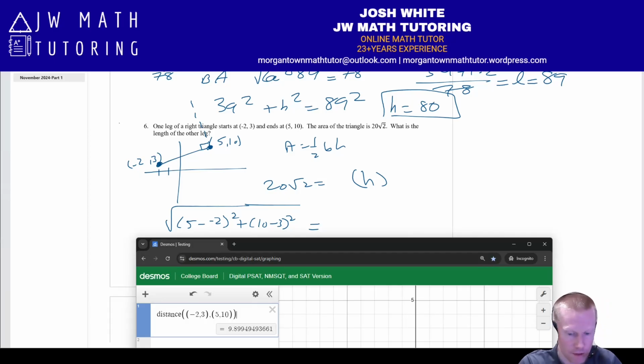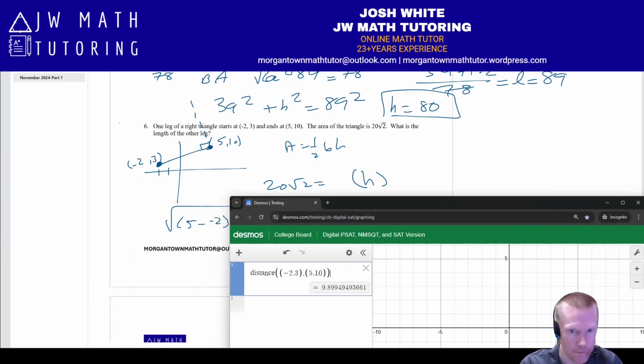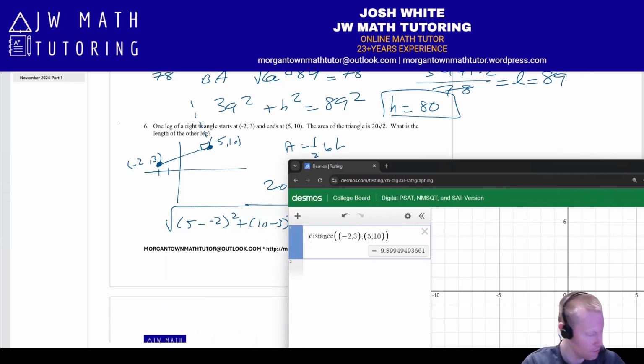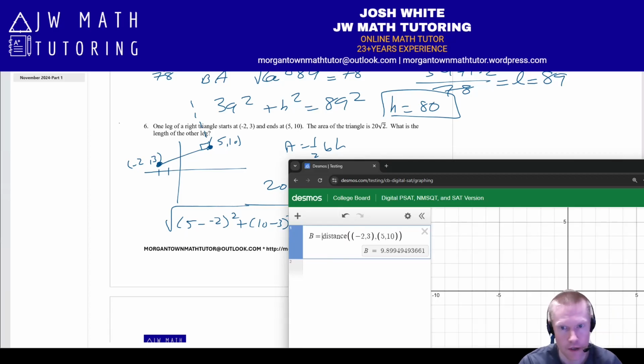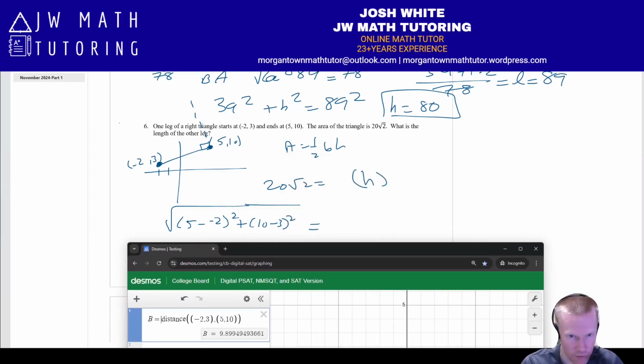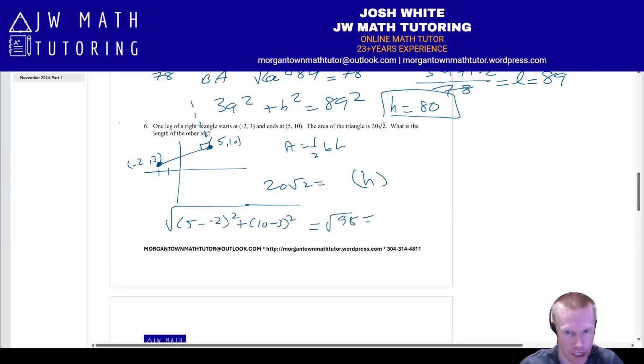Now the problem with this is it gives us an exact value. I'm just going to define this, by the way, to be b, our base. It does not give us the nice radical value, which is what you would get if you do it by hand. Because if you do this by hand, it's going to be the square root of 98, which just simplifies to 7 root 2. So if you do it by hand, you get 7 root 2, and then that just plugs in here.